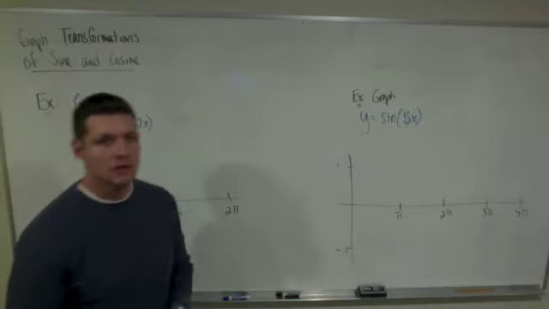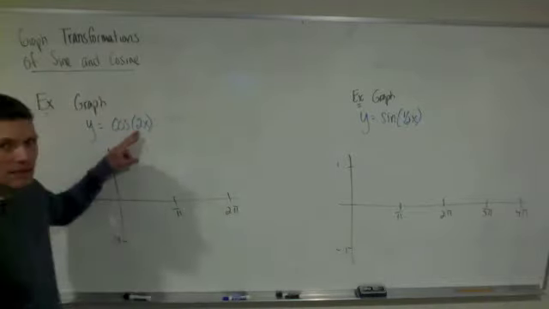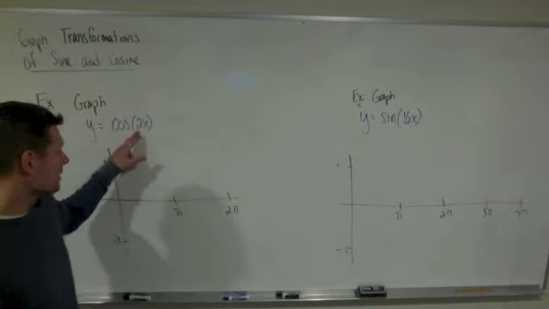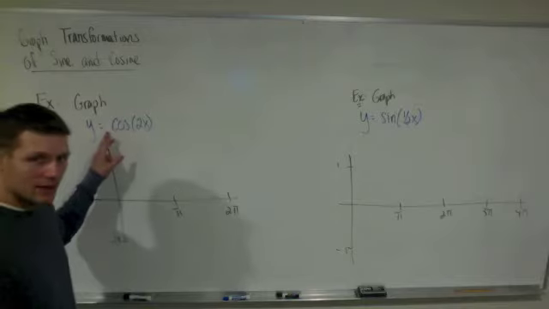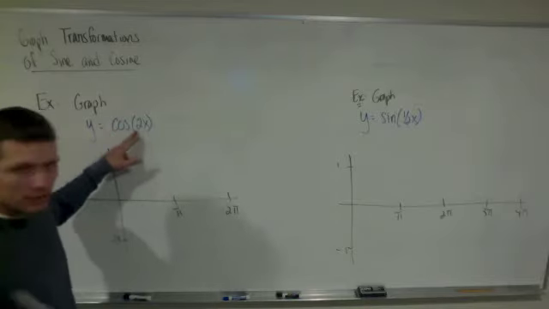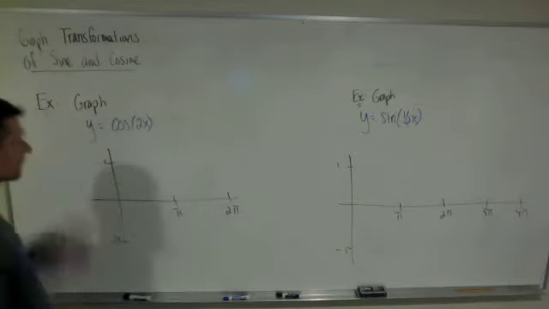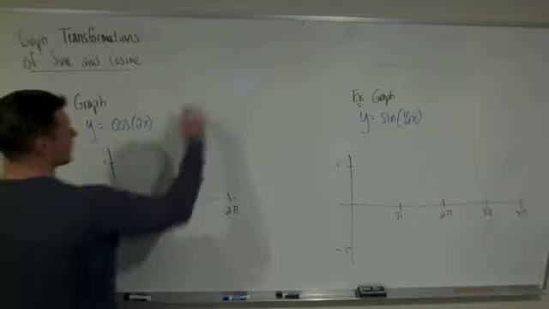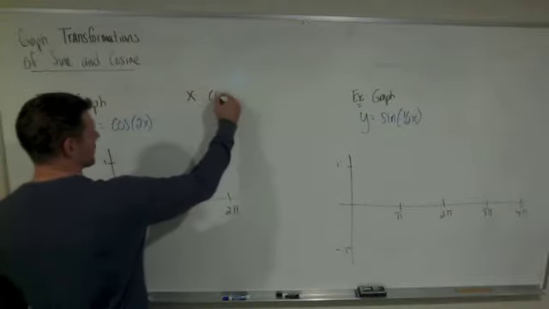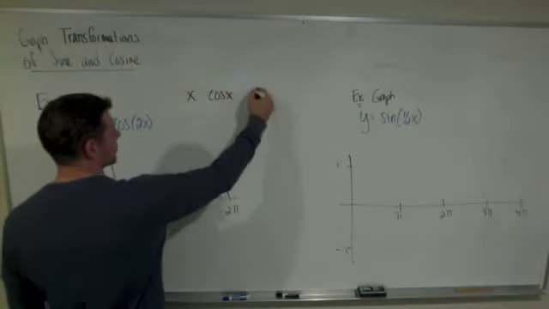Now notice the difference here. This is inside the argument here. This 2 is not being multiplied on the outside. It's on the inside. But it's a very important distinction. So what's happening here when I graph my cosine function? Well, let's talk about what happens if I do this. What does this do?